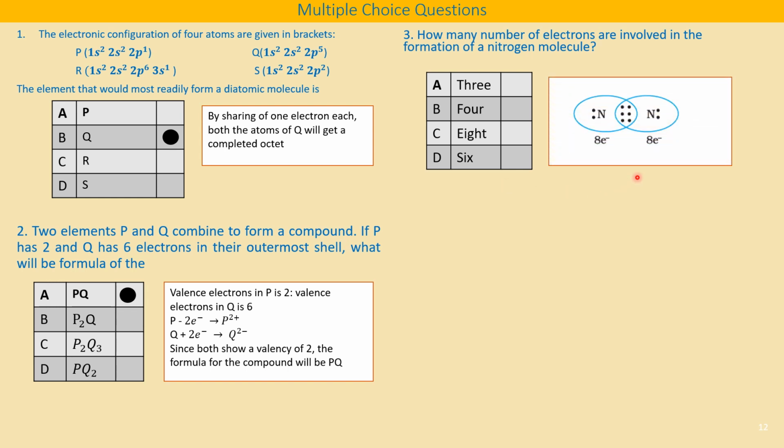Please see the diagram on the screen. For 2 atoms of nitrogen, the Lewis dot structure formula is shown here, and in between the 2 nitrogen atoms there are 6 electrons, that is a triple bond here, 6 electrons. So 6 is the correct answer.